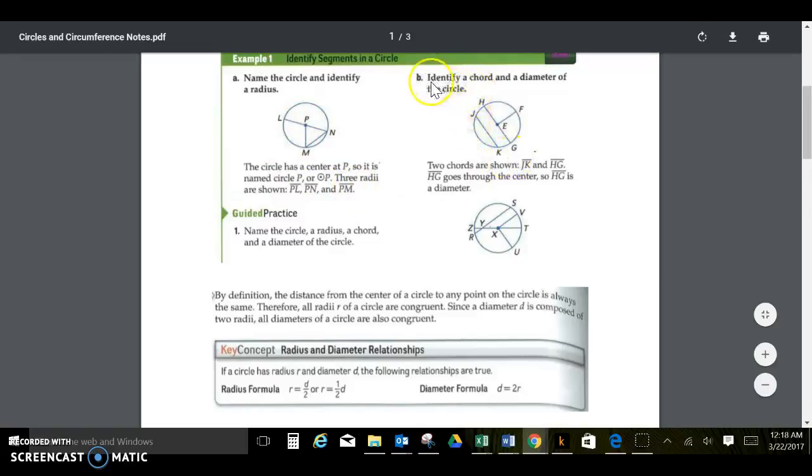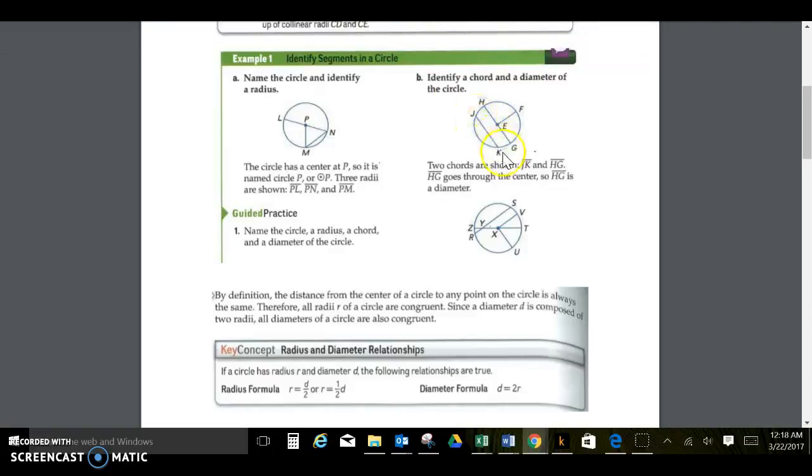It says identify a chord and a diameter of the circle. So chords, here are the chords. JK is a chord, and also HG is a chord, even though it is a diameter. And then it says HG goes through the center, so HG is a diameter.